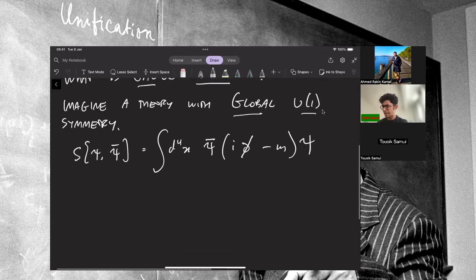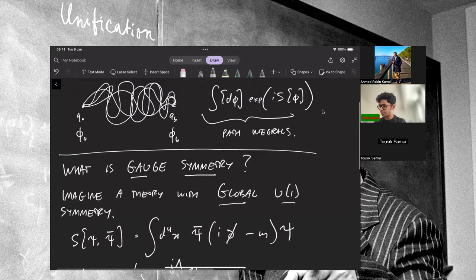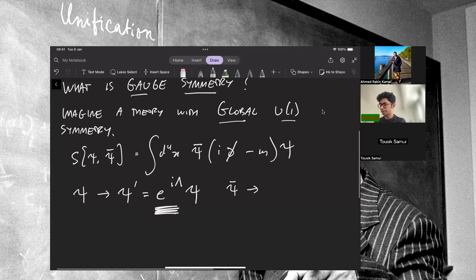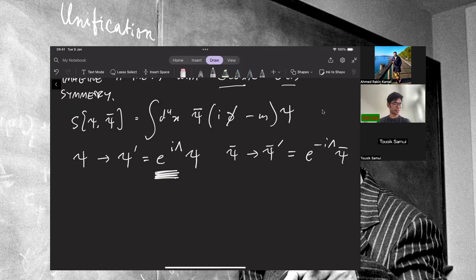Let me explain what I mean by that. What I mean is if you transform the fermion field in the following way: if you take psi and transform it to psi prime, where psi prime is e to the i lambda times psi. What I'm doing is multiplying psi by a phase; e to the i lambda is a phase. Similarly, psi bar goes to psi bar prime, which is e to the minus i lambda times psi bar. Then the theory is invariant under this.